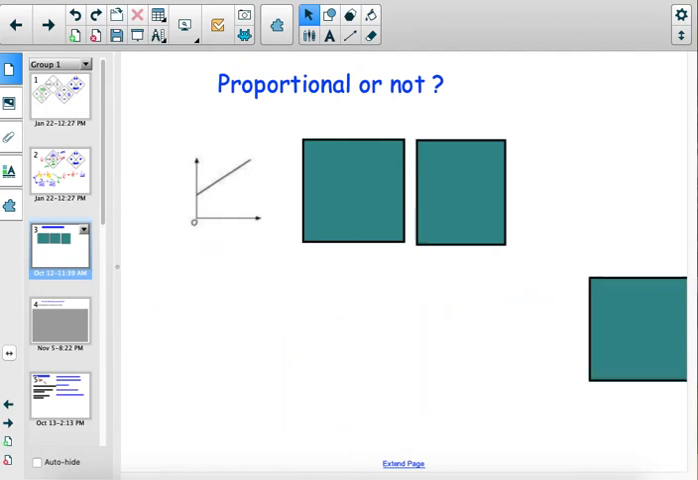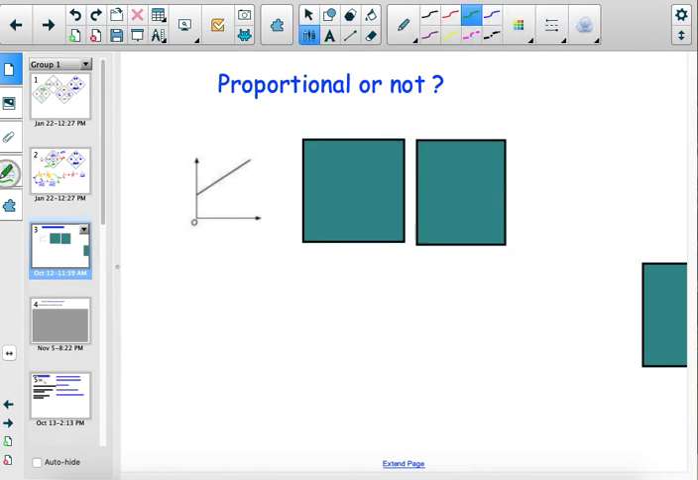So first one looks like this. Write down yes or no. Do you think it's proportional? So this again is going to be your y-axis, and this will be your x. I don't want your verbal. I just want yes or no on your boards. Yes, yes, yes. You're right. Good job.